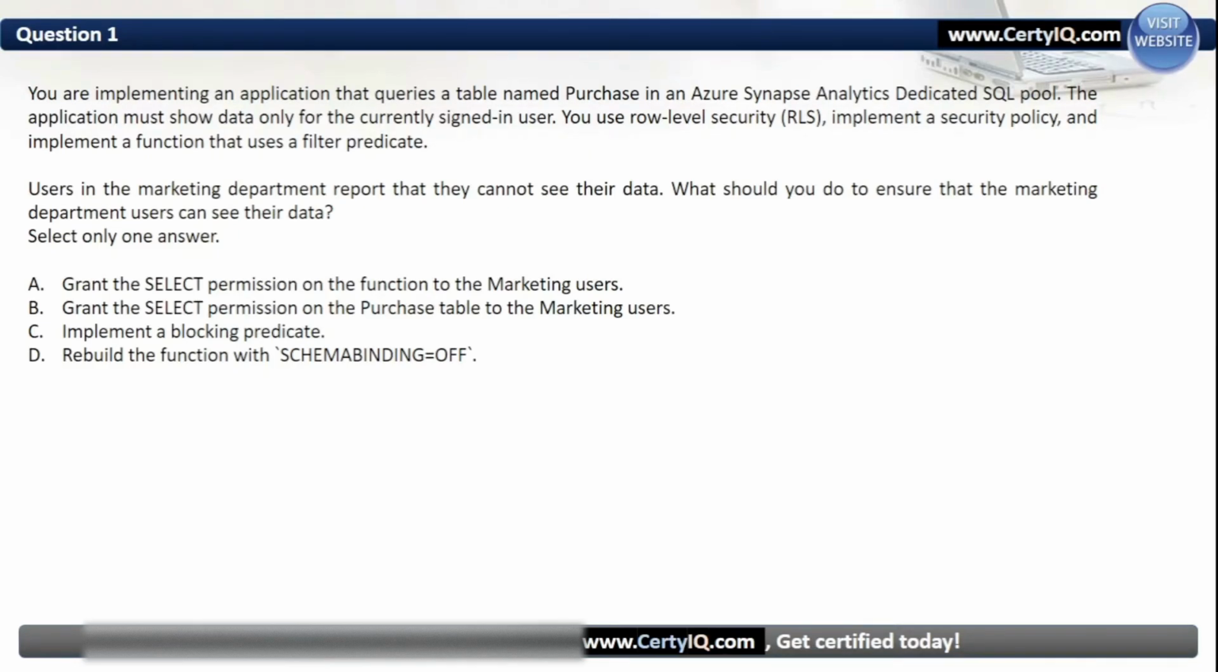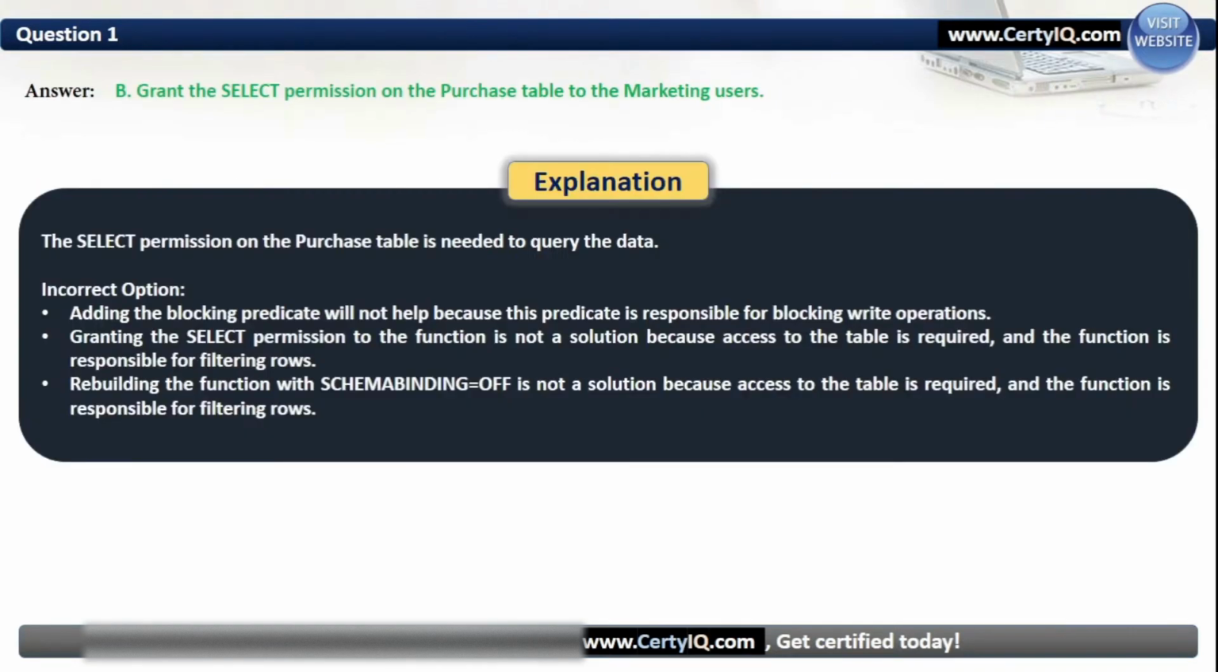Select only one answer. Our options are A. Grant the select permission on the function to the marketing users. B. Grant the select permission on the purchase table to the marketing users. C. Implement a blocking predicate. Or D. Rebuild the function with schema binding equals off. The correct option is B. Grant the select permission to the purchase table to the marketing users. The select permission on the purchase table is needed to query the table.